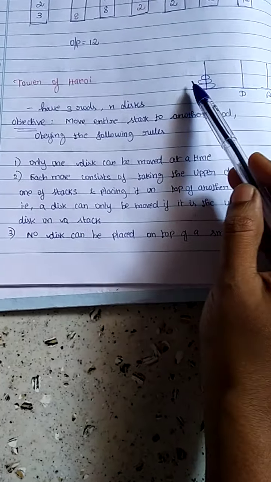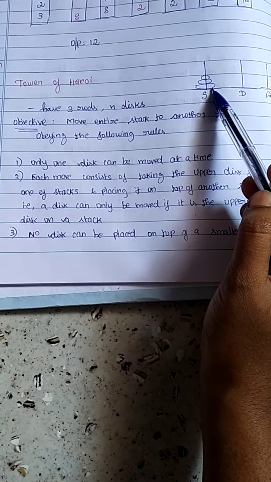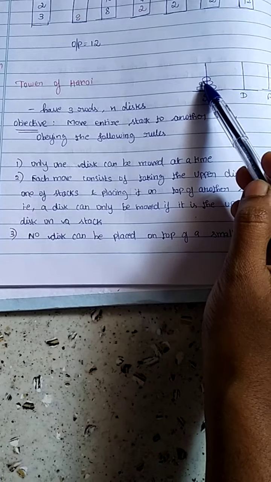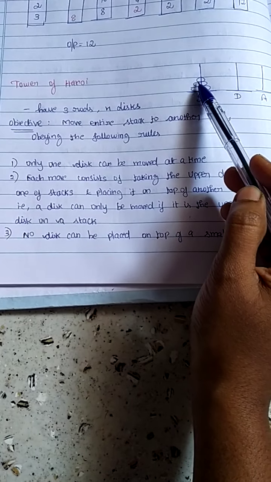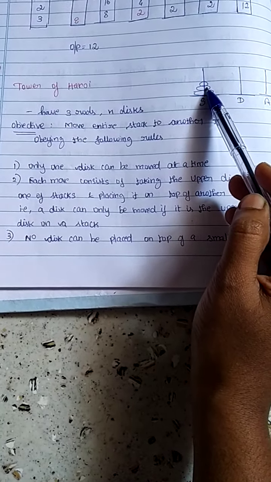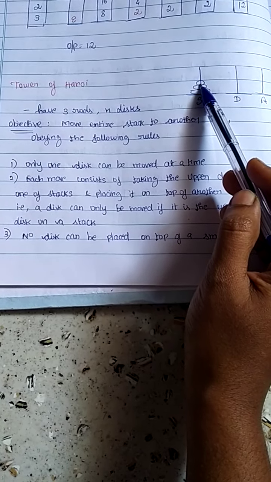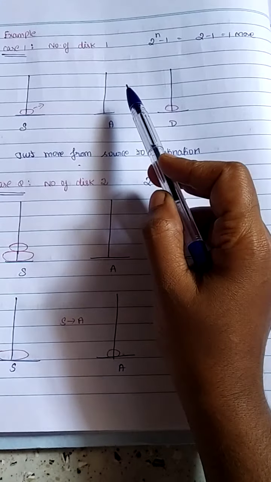Next one is the smallest should be at the top, and another one is the topmost disc is only removed at a time. We can't remove any middle or lower disc. We can remove only the topmost disc. Now we will see about the different types of cases here.